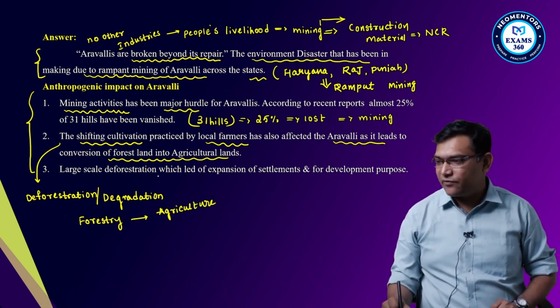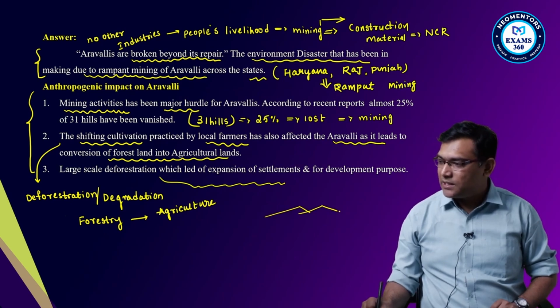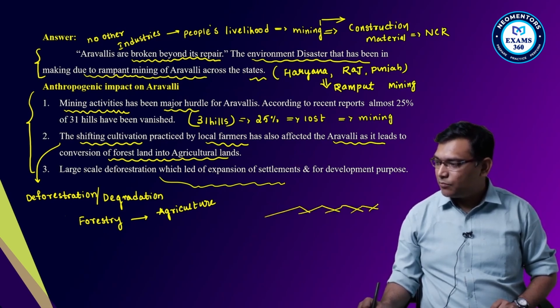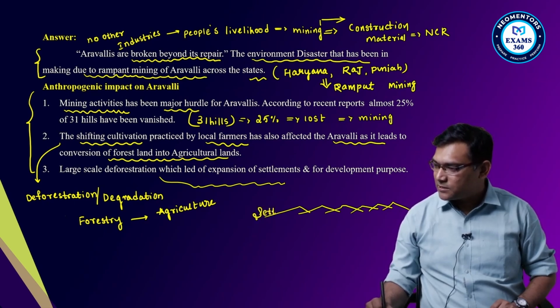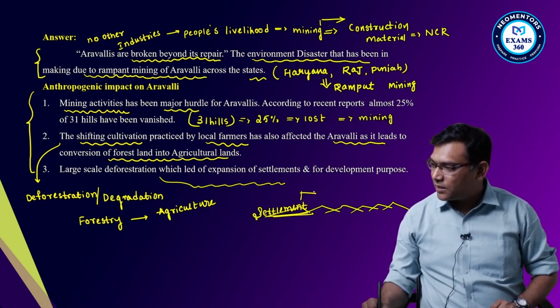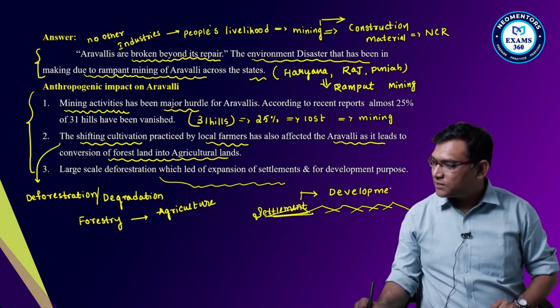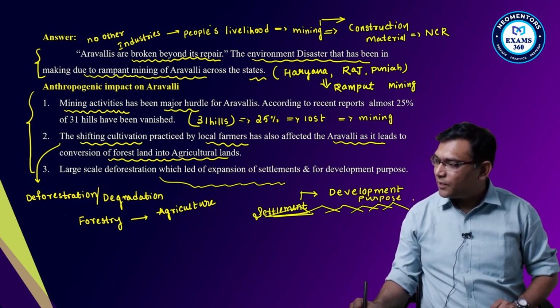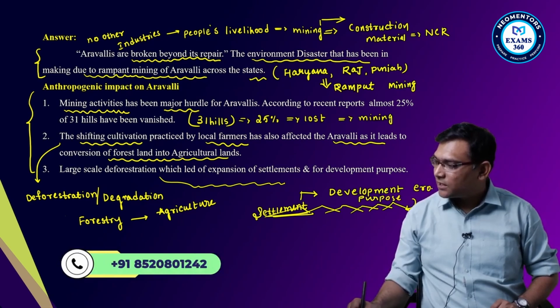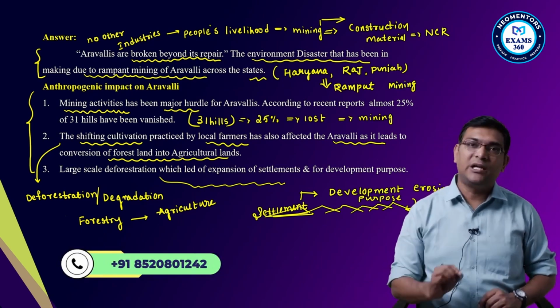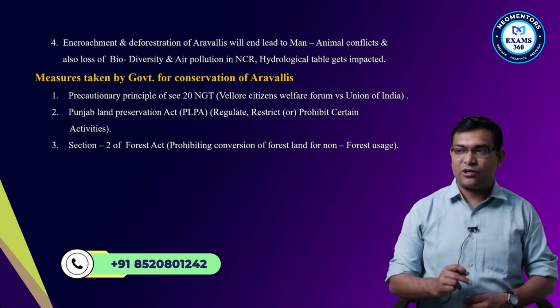And also large scale deforestation which leads to expansion of settlements. Here there are hills like this and most of them are settled. Settlements take place, and this is leading to developmental purposes. But for this, what is happening? They are eroding it. Erosion is taking place. Erosion of the Aravalli mountains. Okay, that is one thing.